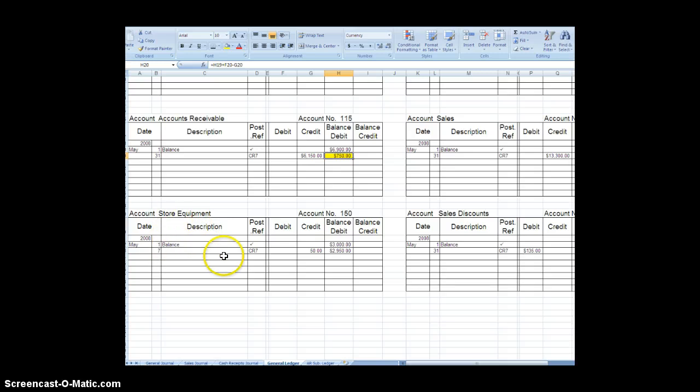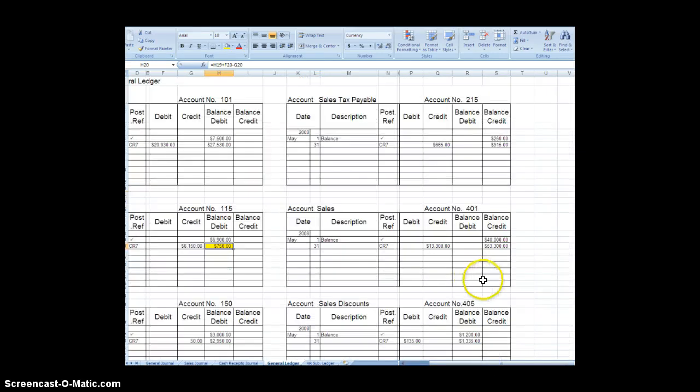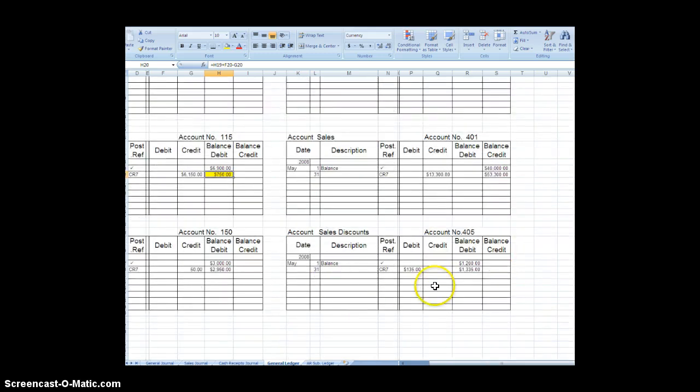Your store equipment, we already did that one. We didn't touch it again. Sales tax payable, the $665 credit is a $915 credit balance. Sales is there, our $13,300, which we did. And sales discounts had a debit of $135, giving you $1,335.